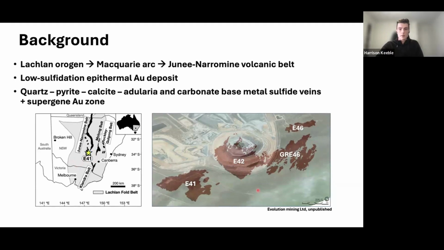On the right, you can see a figure of the site plan of the Keeble Gold Mine. You see E42, the main deposit, in the open pit for the mine. Just to the south of it is E41, half covered down here by the ephemeral Lake Keeble. This deposit has no outcrop, and all my samples are purely from drill core. The gold mineralization at E41 is quartz, pyrite, calcite, adularia, and carbonate base metal sulfide veins, and there's also a significant supergene gold zone in the regolith, which was the particular focus of my honours project.